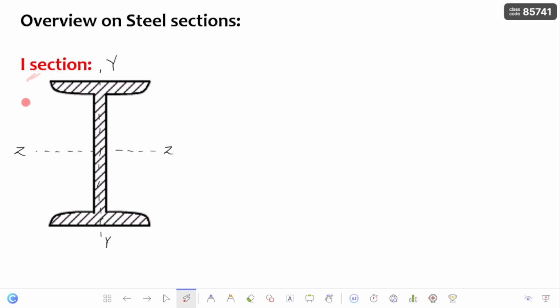This I section is basically used to resist flexure, compression and shear, but it does not have much torsional resistance capacity. It will give you the optimum design. We also know that it is a universal beam. It has good compatibility of connections also, but it cannot be loaded with respect to its minor axis, that is the YY axis. It does not have much strength with respect to this minor axis.